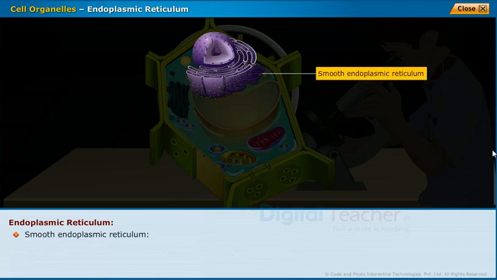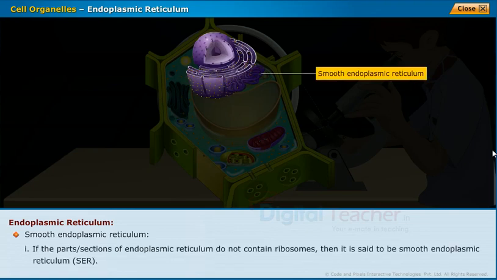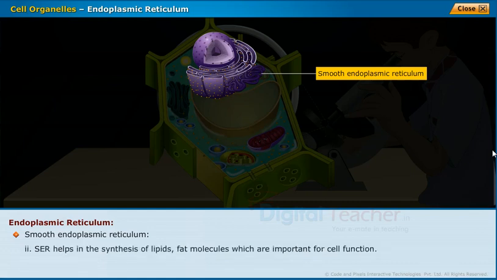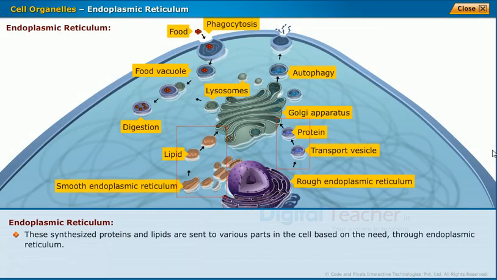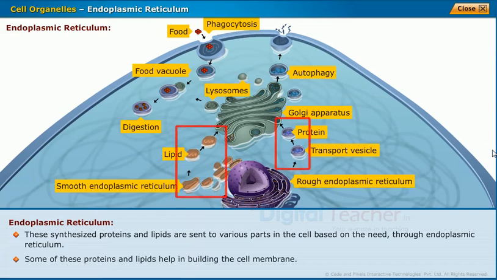Smooth endoplasmic reticulum. If the parts or sections of endoplasmic reticulum do not contain ribosomes, then it is said to be smooth endoplasmic reticulum, SER. SER helps in the synthesis of lipids, fat molecules, which are important for cell function. These synthesized proteins and lipids are sent to various parts in the cell based on the need through endoplasmic reticulum. Some of these proteins and lipids help in building the cell membrane.